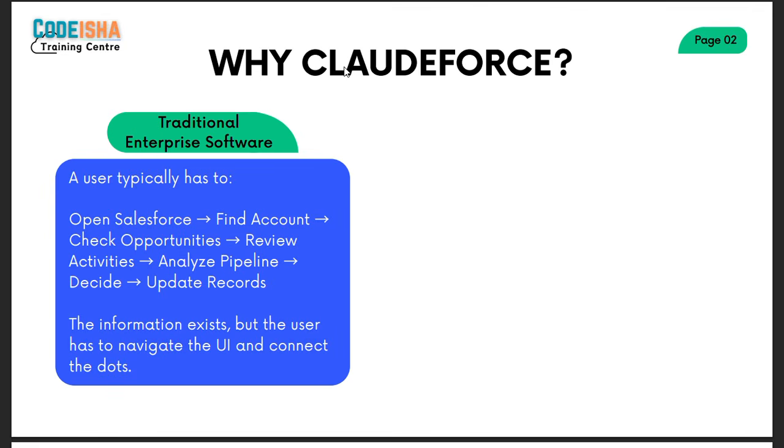The information exists, but the user has to navigate the UI and connect the dots, like open Salesforce, the account record, check opportunities and review activities. Then they finalize the pipeline, decide, and after that update the record, right? So these are all things that happen before Claudeforce.